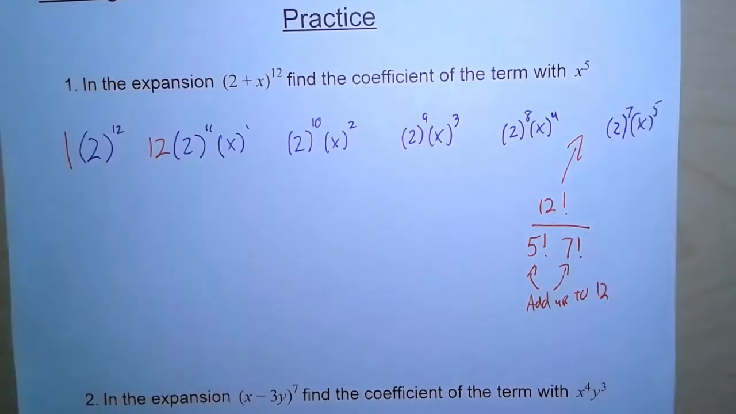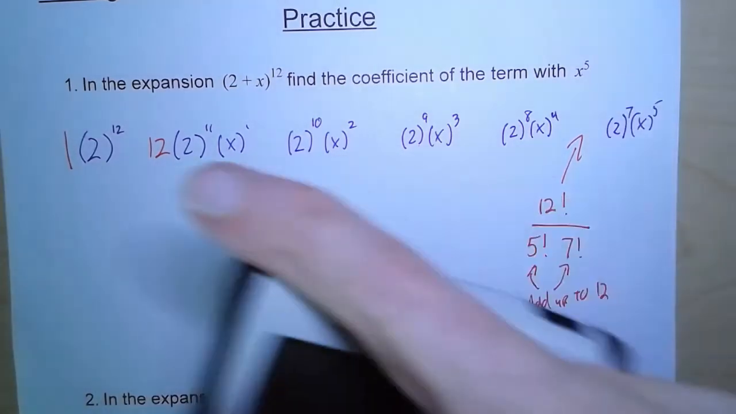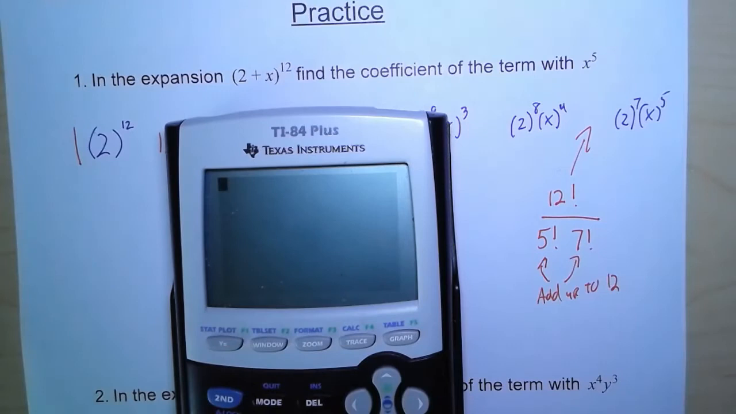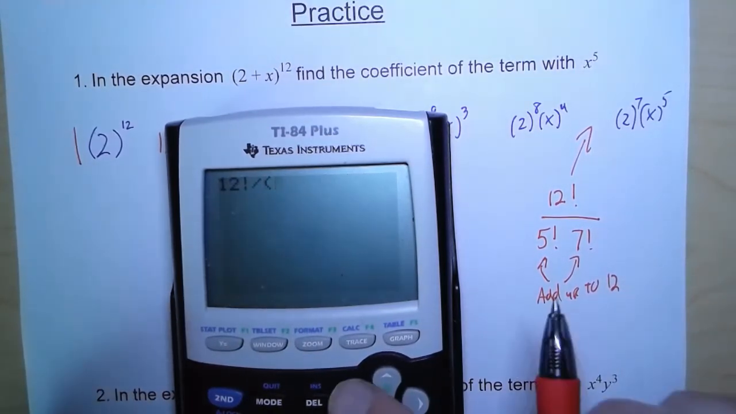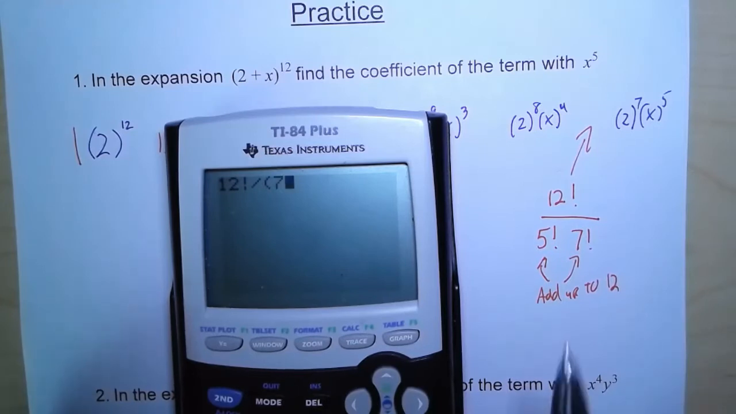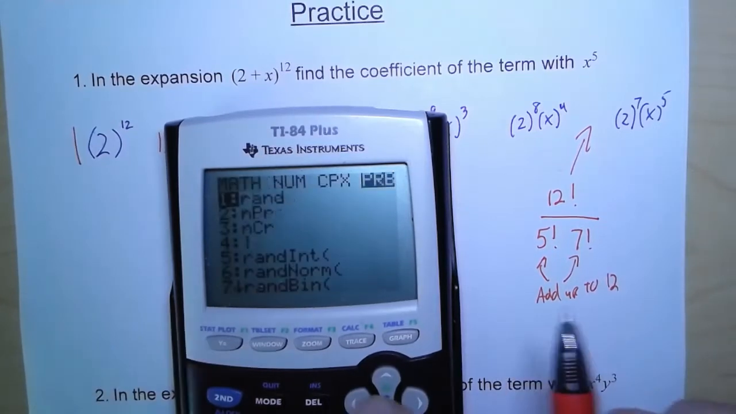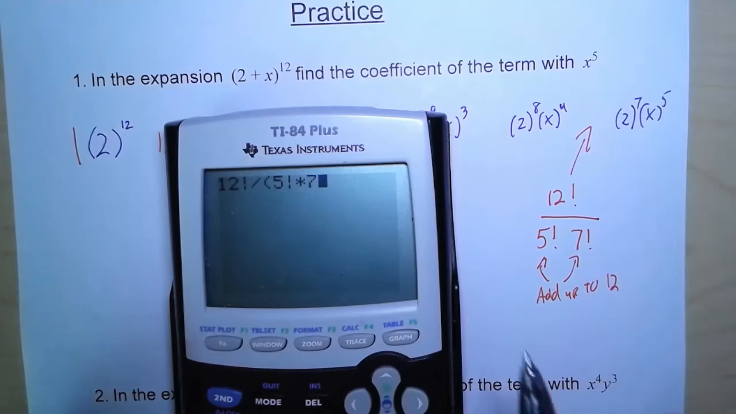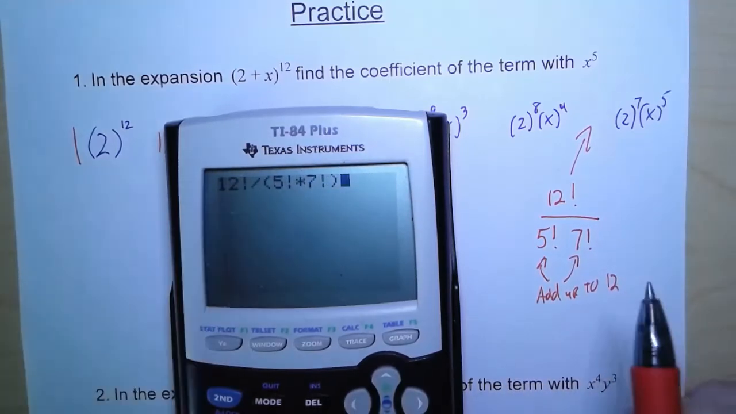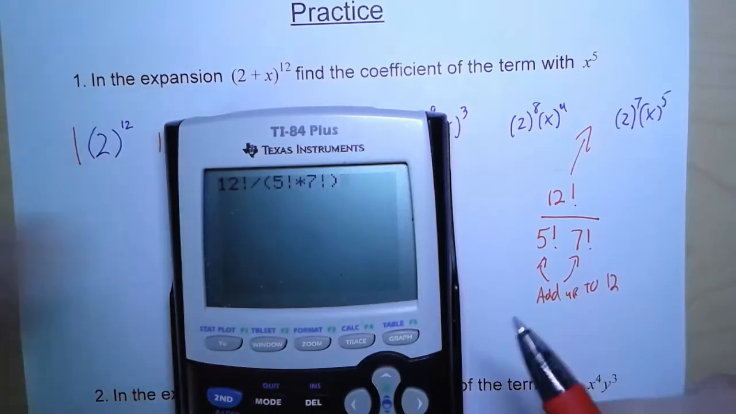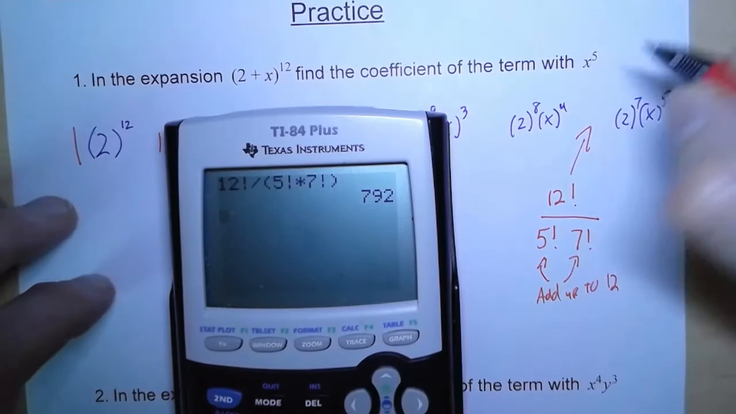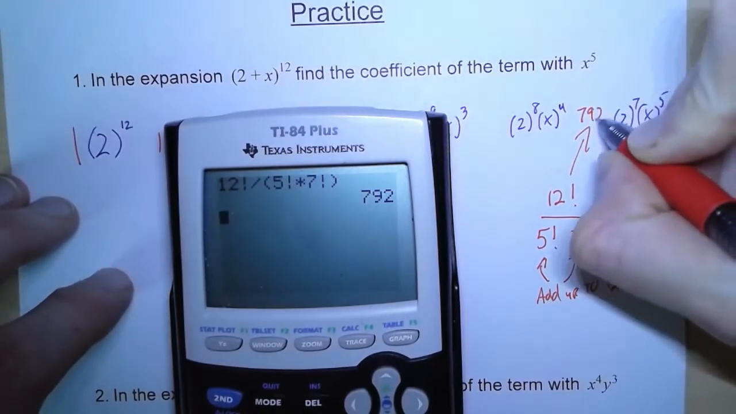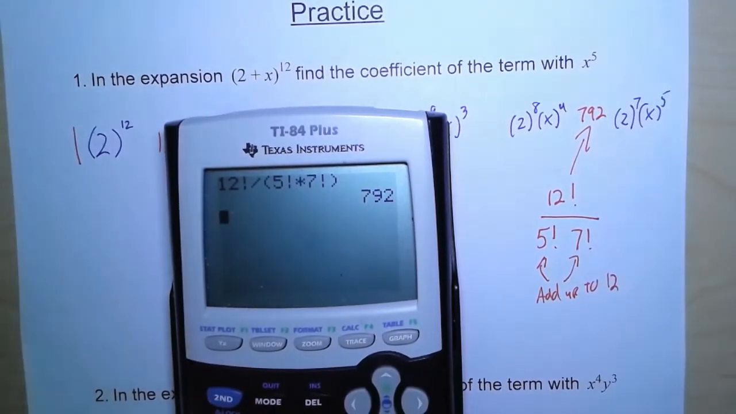So, let me get out my calculator. The calculator will tell us what this number is. We take 12 factorial, and then we divide by the quantity 5 factorial times 7 factorial. I have to put parentheses so that the calculator knows to divide by both the 5 factorial and the 7 factorial. And what we get is 792. So that's the term we're interested in.